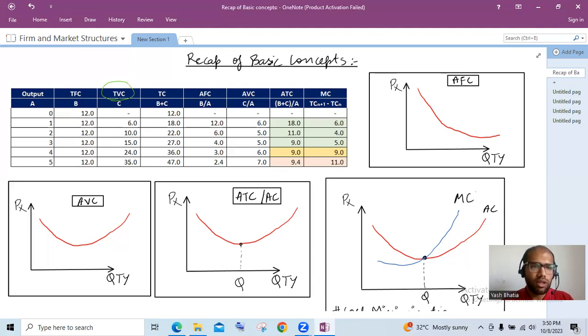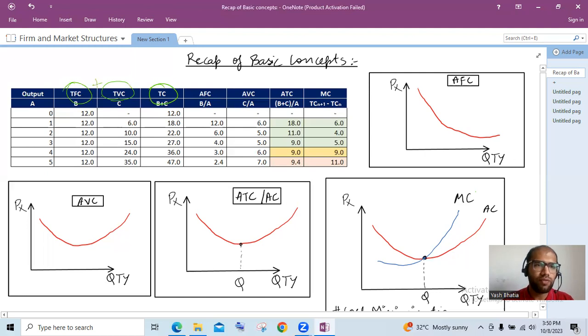Now, the third type of cost is total cost. So total cost is nothing but the sum of total fixed cost plus total variable cost. It is given as column B plus column C. So 12 plus 0 is 12 for 0 units. For 1 unit, 12 plus 6, it's 18, and so on. So total cost is the sum of total fixed cost and total variable cost.